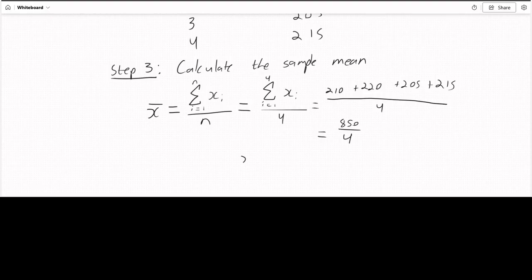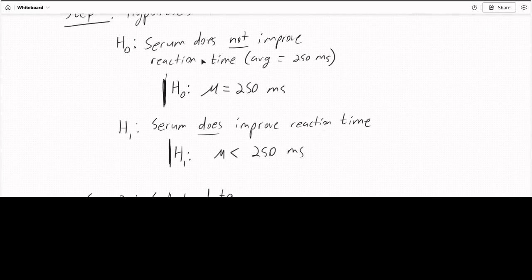Or x bar, the average of our sampled data, is equal to 212.5 milliseconds. Okay. Now, some people might be convinced to stop here. They say, hey, an average of 212.5 seems pretty low compared to 250 milliseconds. It seems like we're already on the low side.